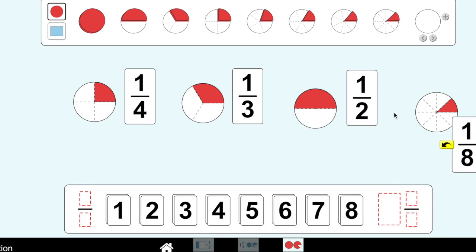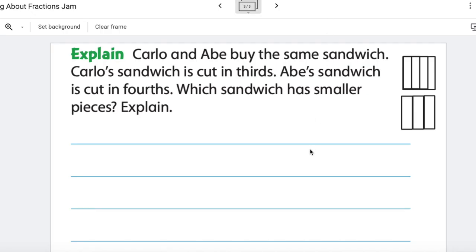If you were sharing your pizza with 8 people, you would get a much smaller slice than if you shared it with 2 or 3 or 4. 1/8 is the smallest fraction we've seen. The bigger the denominator, the bigger the number on the bottom, the smaller the piece of the whole. Okay, that was a lot to build up to this problem in your work today.